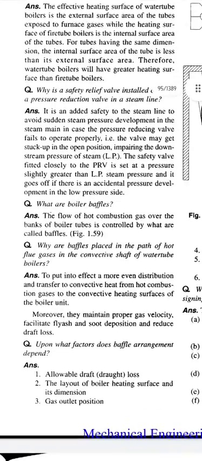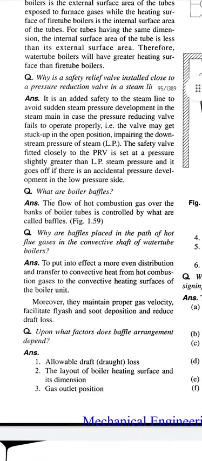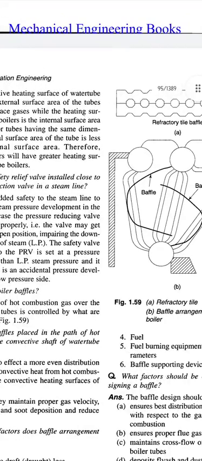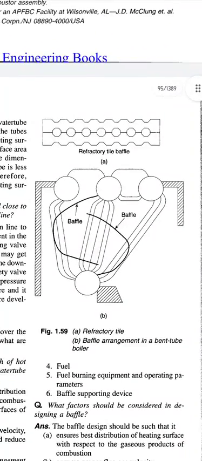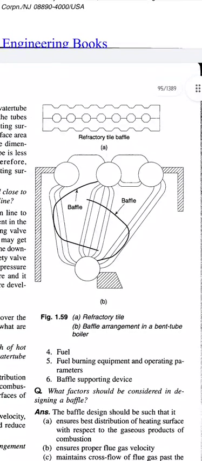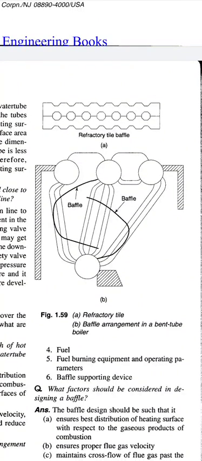Question: what are the boiler baffles? The flow of hot combustion gas over the banks of boiler tubes is controlled by what are called baffles. We can see in the figures the baffle arrangements, and the refractory tile baffle is shown at the top of the diagram. So this is the refractory tile and the baffle arrangement in a bent tube boiler in the lower diagram.